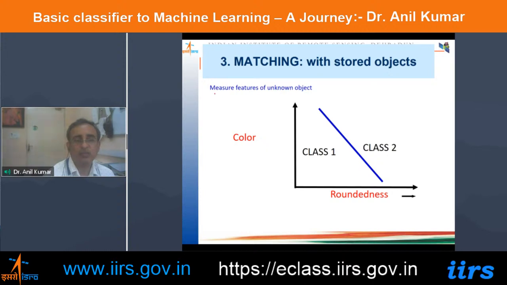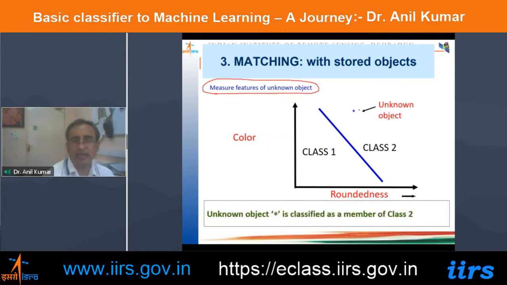So once we get an unknown object, that means an unknown fruit, and we want to label it. So here this is an unknown fruit or object, we want to label which class it belongs to. So here in this graphical display you can see this point comes in the area of class 2, so we can easily label this fruit as belonging to class 2. That means that was apple in the previous diagram.